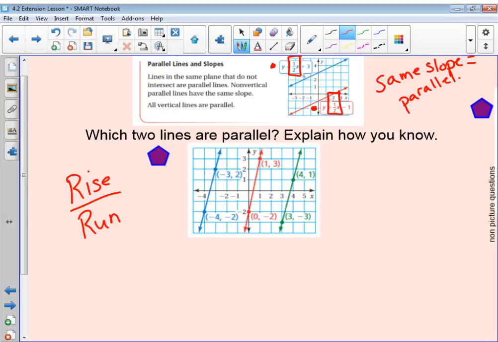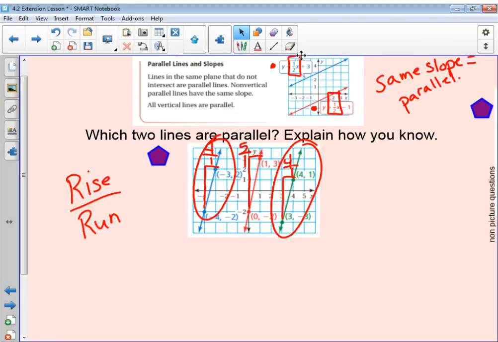Okay, so we'll check our rise. Our rise here is 1, 2, 3, 4 boxes over 1. So we get 4 over 1. On our red line, our rise is 1, 2, 3, 4, 5 over 1. And on our green line, we have 1, 2, 3, 4 over 1. So which two had the exact same slope? Our green and our blue are considered parallel because they have the same slope. So when you're given a picture, you're going to find your slope and then find which ones have the same slope.